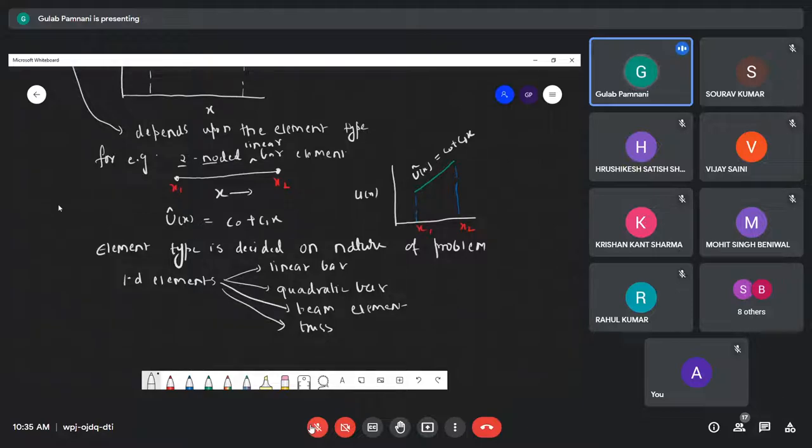One D element means that when you feel that your field variable, whatever you are trying to find, whether it's a displacement, or a temperature when we are doing a thermal problem, or displacement when we are doing a structural problem, or any other thing, depends only on one coordinate, or one space coordinate. For example, in the linear bar we said it is a function of only x. U is only a function of x. U is not varying with respect to y. U is only dependent upon x. So you can go for a 1D element.